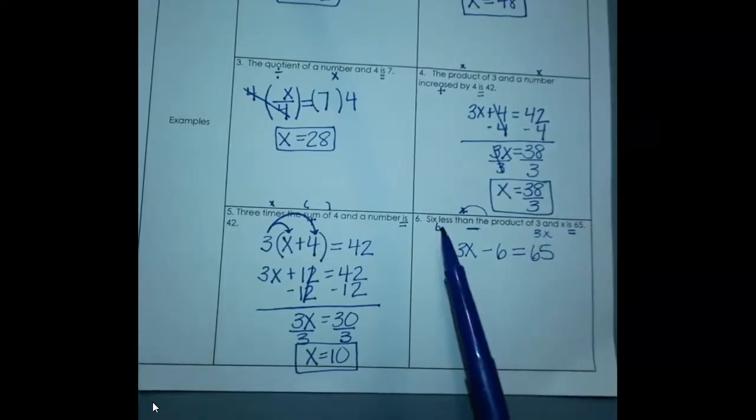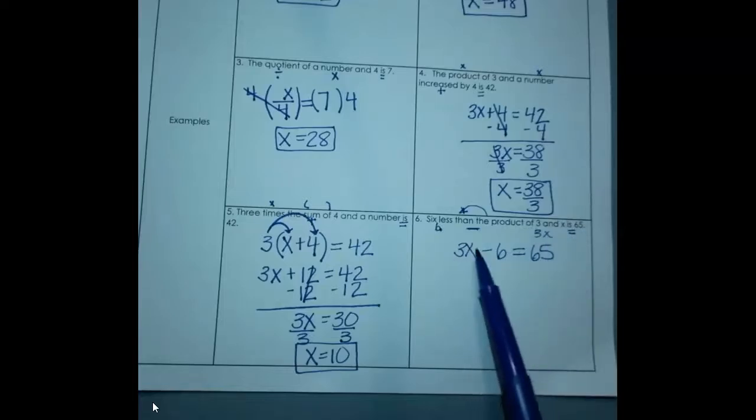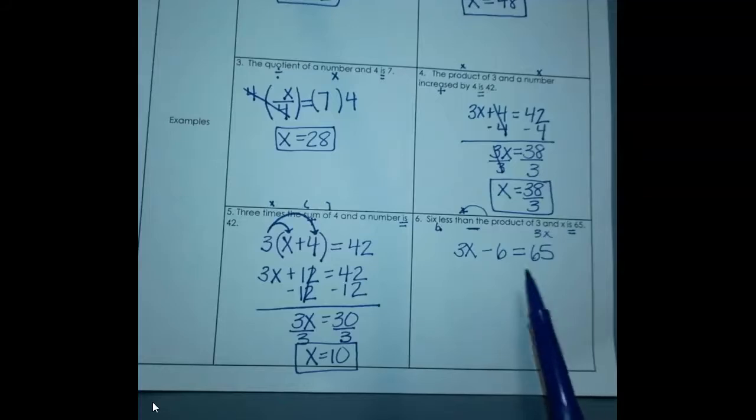Now let's go back and read it. 6 less than the product of 3 and a number. So this is saying the product of 3 and a number minus 6. So that'd be 6 less than that, is 65. Now, this is another two-step equation.